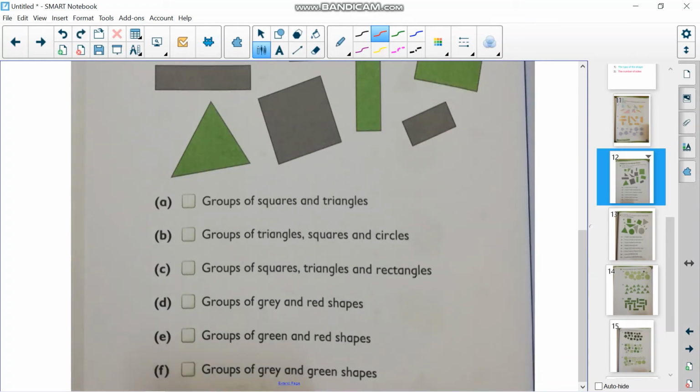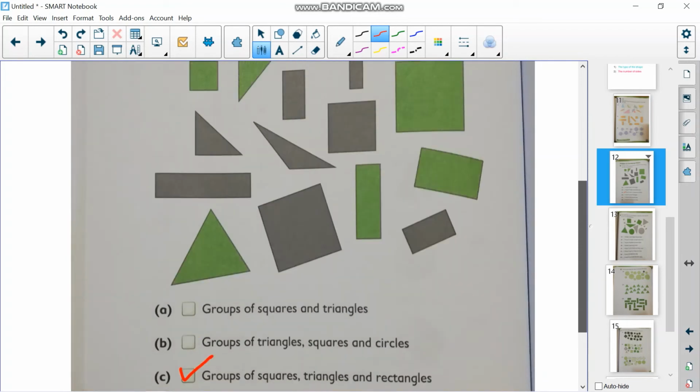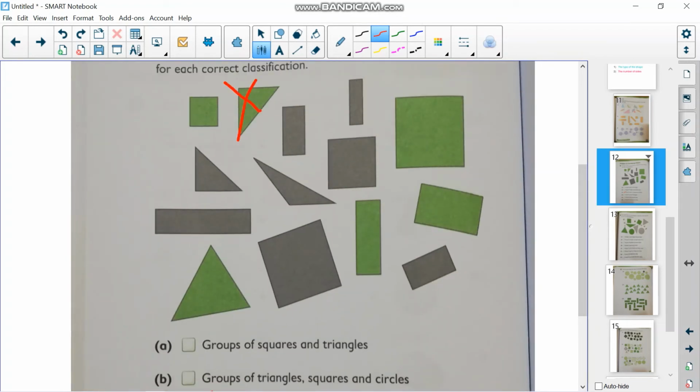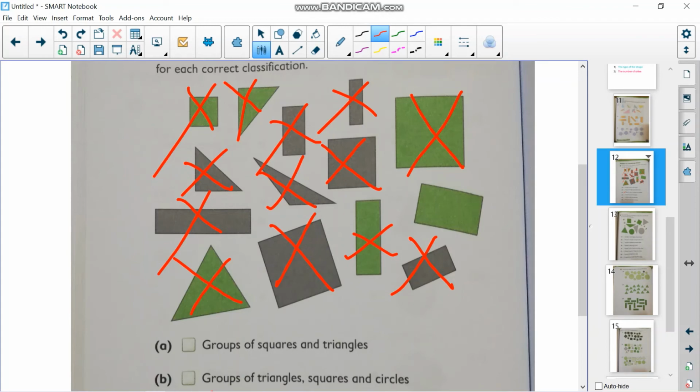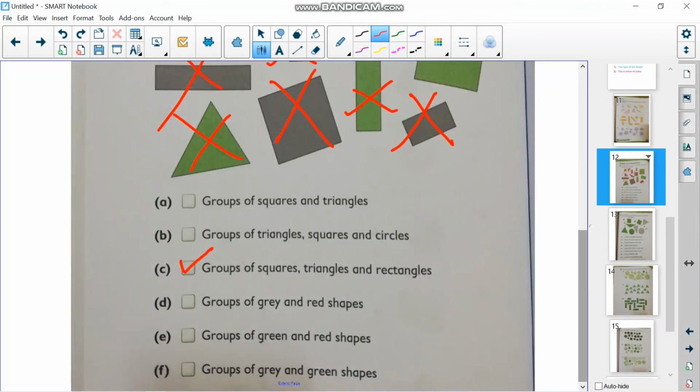So the answer for this question is first, letter C, groups of squares, triangles, and rectangles. So we have triangles, we have squares, and we also have rectangles. So that's the first way of classifying the shapes. And the second one is letter F, groups of gray and green shapes.